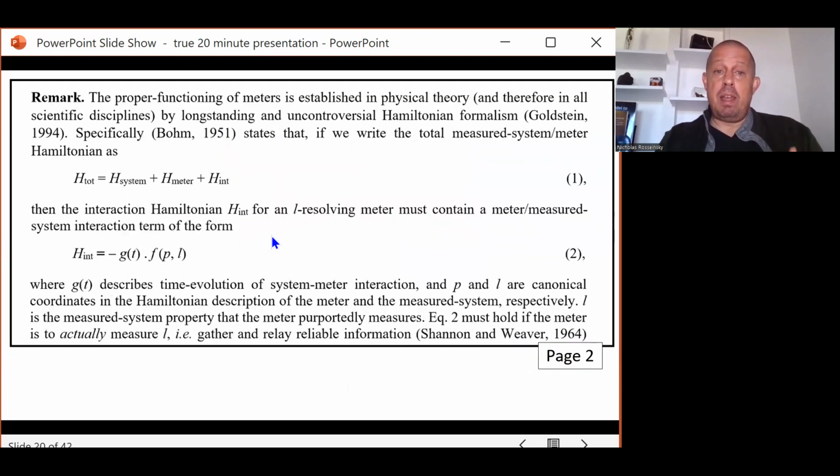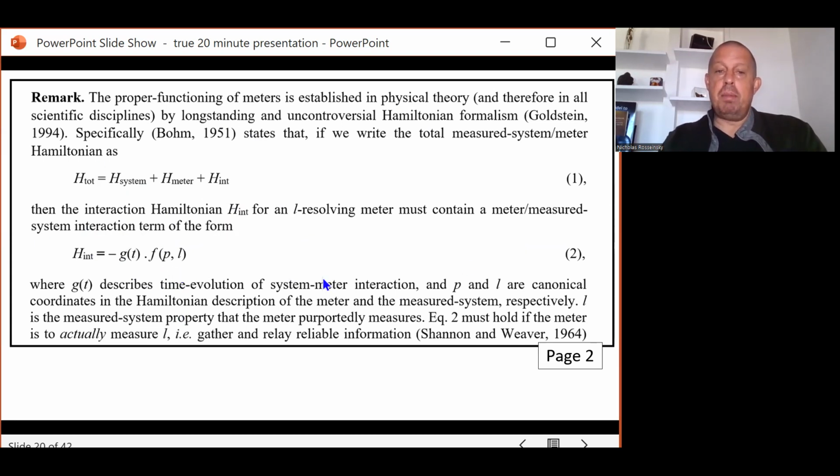So the key issue following our informal analysis in part 1 will be, what are the conditions for verbal report to be a scientifically reliable meter? And the paper just draws on uncontroversial 1950s mathematical physics, which itself uses the Hamiltonian mathematical characterization for the dynamics of a total experimental system, here in equation 1, involving the measured system, the meter or measuring apparatus, and the interaction between system and meter. And simply, for the meter to be a reliable measure of some system property L, the interaction term here in equation 2 must describe a coupling between a meter property P and the system property L that's to be measured.